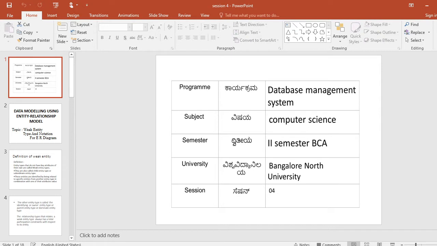Welcome one and all. Today's session is on database management system. This is the syllabus for second BCS, Bangalore North University.